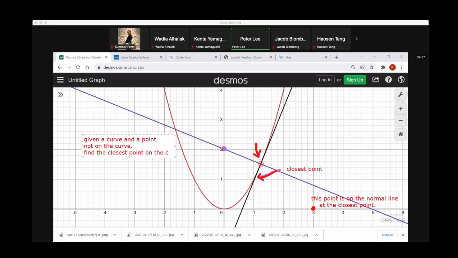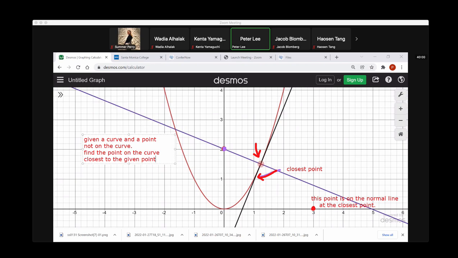How about, let me write like this. Find the point on the curve closest to the given point. The given point is not on the curve, of course. This is not on the curve. Okay, so this is not on the curve.